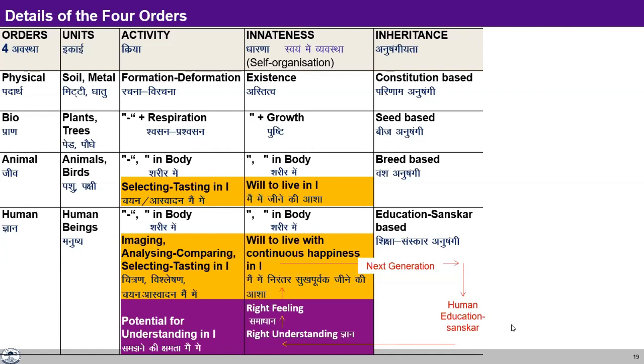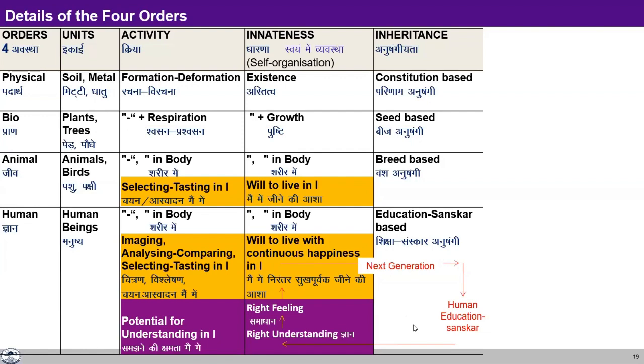So the inheritance of the human being is dependent on the education that a human being gets. If it is for human conduct, the human conduct will get developed. If it is for inhuman conduct, there will be inhuman conduct. And education is not only formal education. In the family also, education is being imparted, and that forms the sanskar.